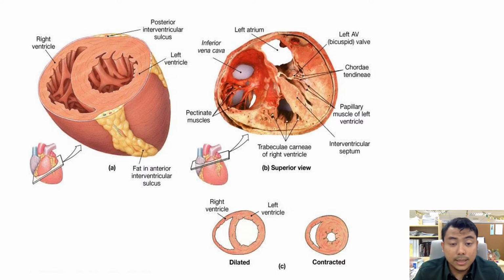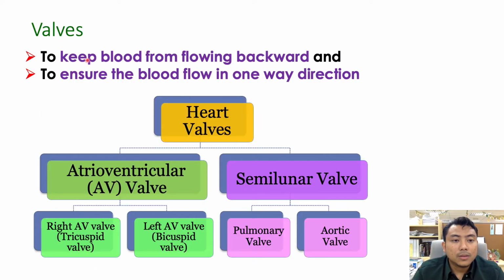Okay, so diagram ni macam kita dah cakap tadi lah, left ventricle is having a thicker wall compared to the right ventricle. So valve, so kita nak cakap pasal valve pula. Okay, valve ni dia sangat penting dekat dalam heart because it functions to keep the blood from flowing backward and to ensure the blood flows in one way direction only.